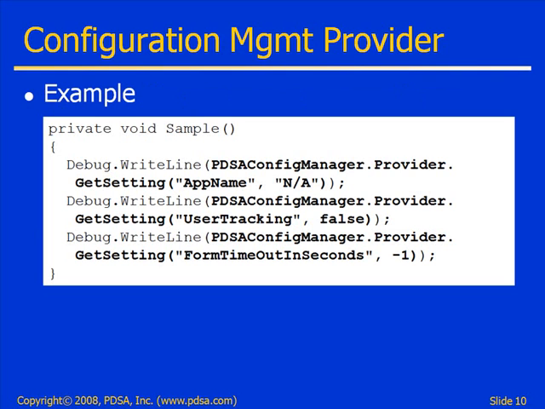Here again is an example of calling our PDSA Config Manager class, again hitting the default provider, and then calling the getSetting method, to which you pass in the key that you're looking for in that XML file or the registry or whatever. And if it doesn't find that key, what is the default value you wish to return? That's what that second parameter is.